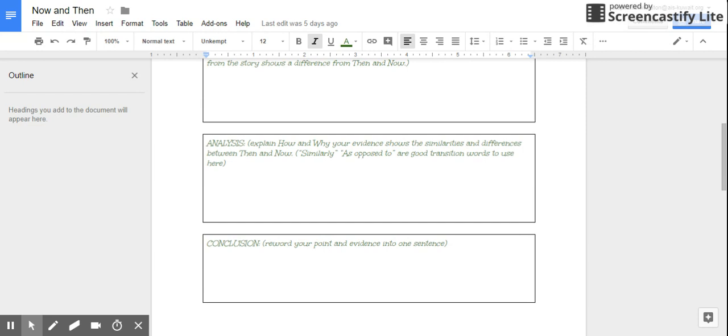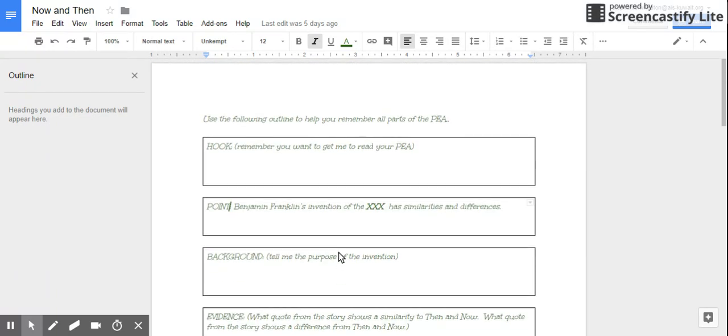So you just need to do analysis, explain how and why your evidence works and defends your point. Okay, so then the conclusion. The conclusion is really easy. You just restate your point and evidence into one sentence. So sum up your point and your evidence and rephrase it in one sentence. I think at this point it's easier to go back and do the hook.